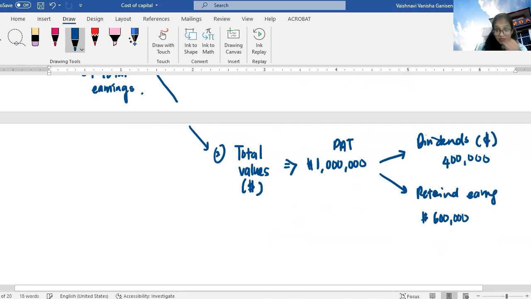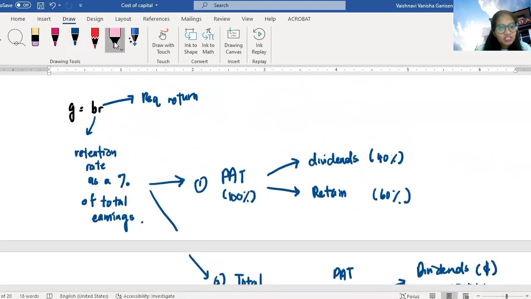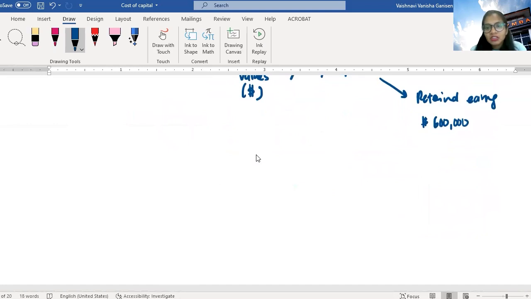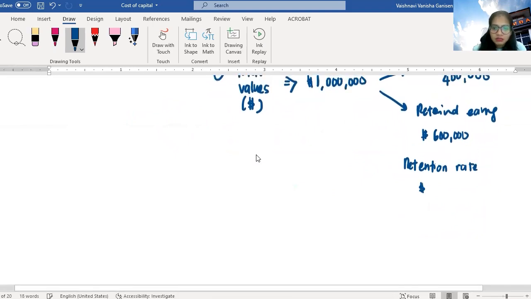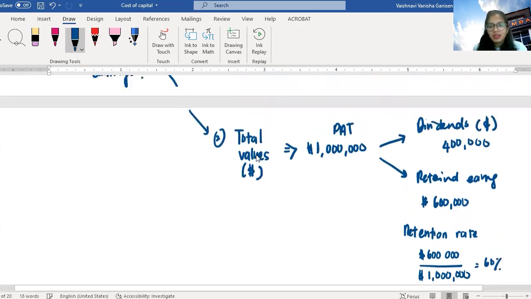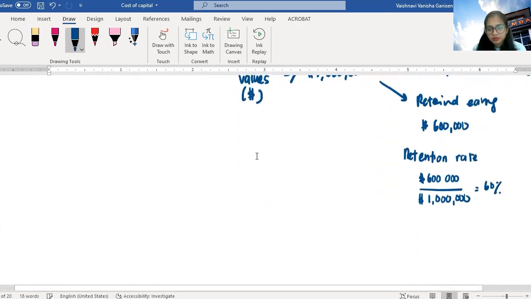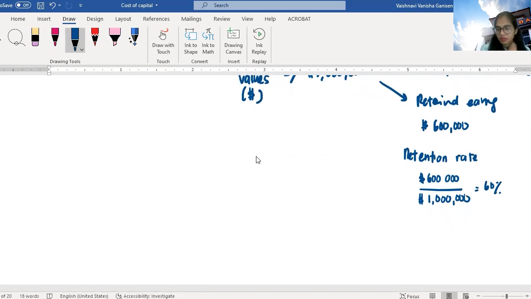But guys, this is in value. When I use my Gordon's growth model, the retention rate has to be in percentage. So to calculate the retention rate, I will take 600,000 divided by 1 million. So this should be equal to 60%, and this should be equal to 40%. Okay, so guys, very clear?